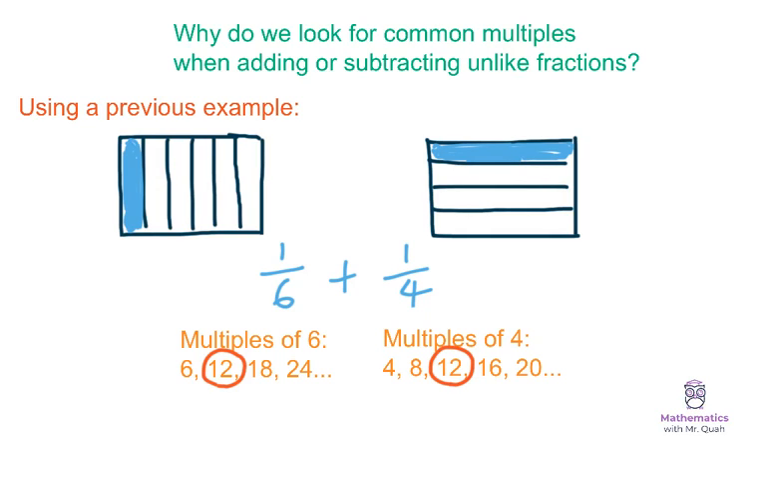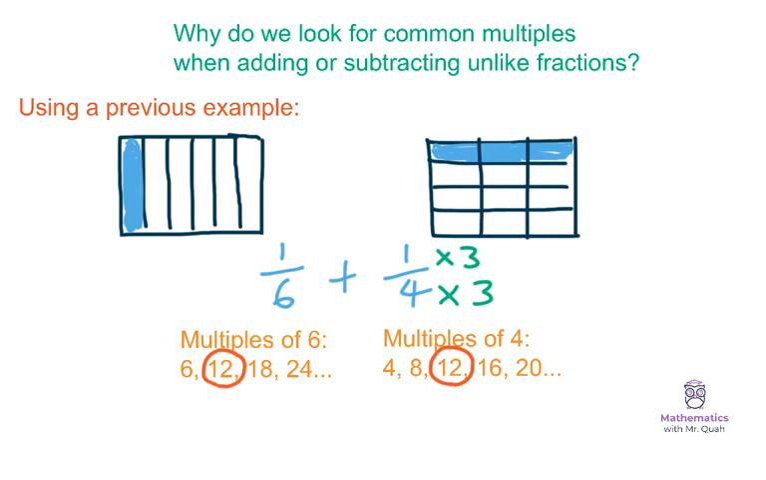So this is what the multiples are showing us and why we look at the multiples of these numbers. We make sure that we find one that will match, so that we can start cutting our shapes up so that our fractions match, following our golden rule that they must be the same fraction type to successfully add or subtract.